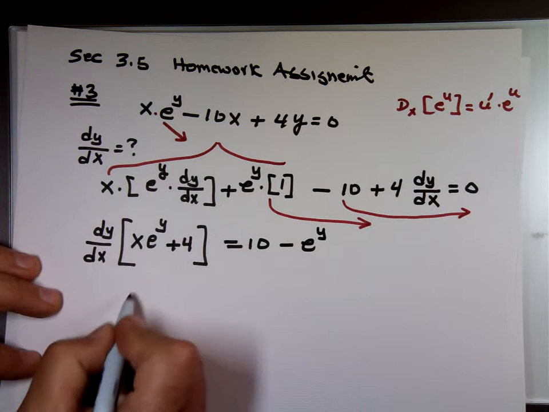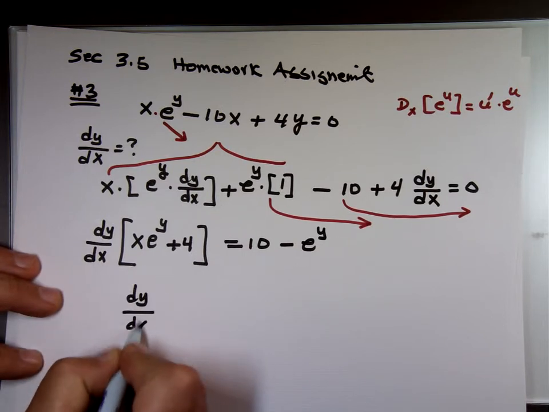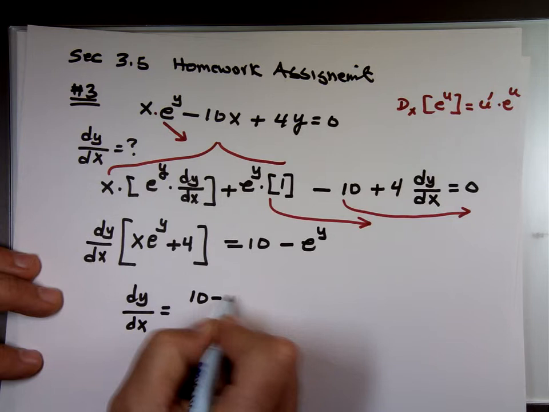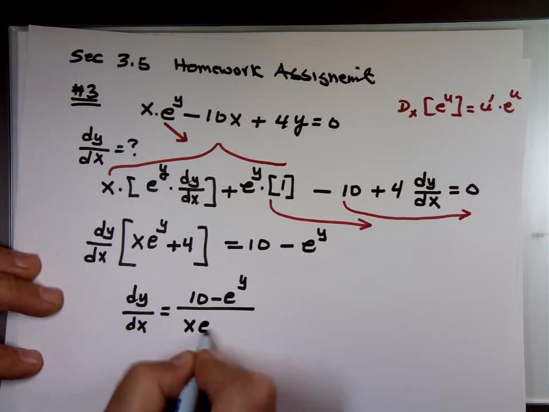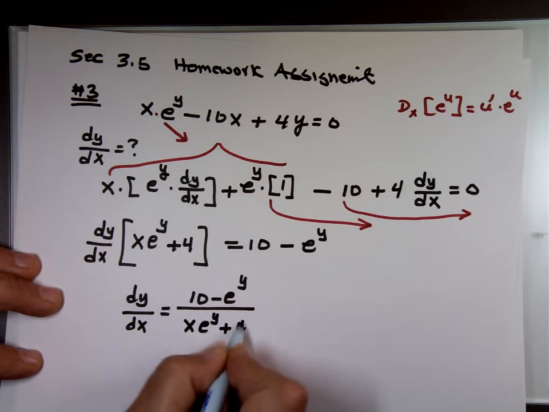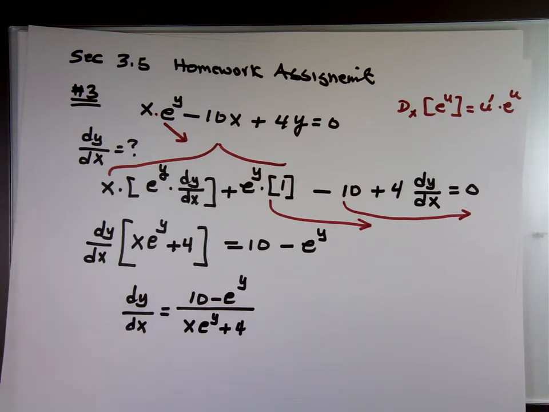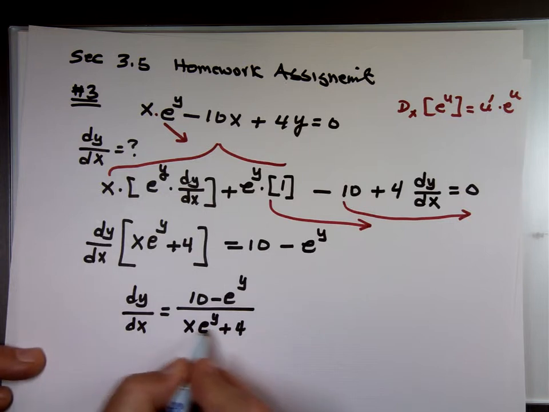Can we solve for dy/dx? 10 minus e to the y divided by what? x e to the y plus 4. Which problem is this? 3. Yep, that's the answer. They left it just the way you see it here. The only thing I see different, they have a dot here between x and e to the y. They put a dot when you type it.